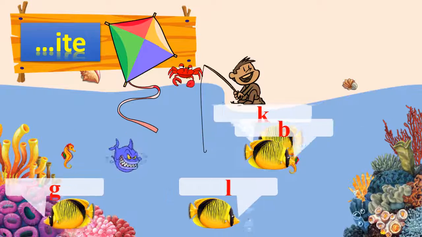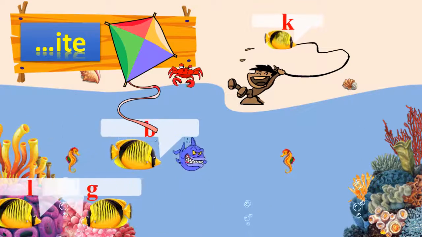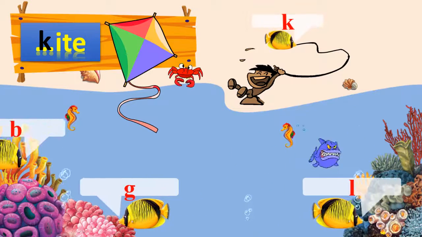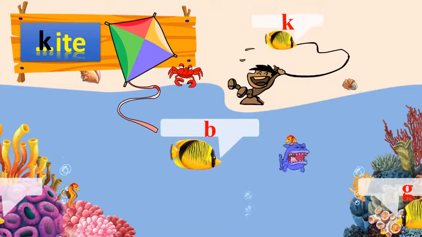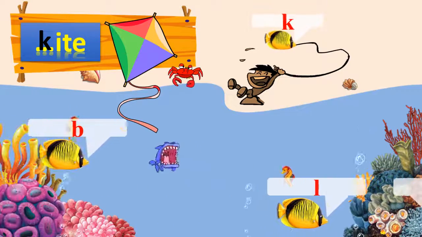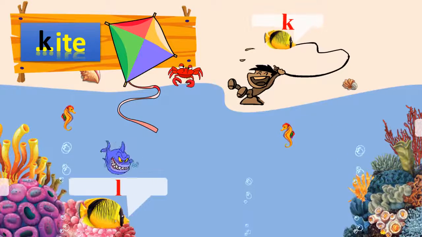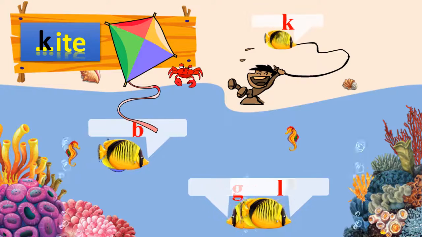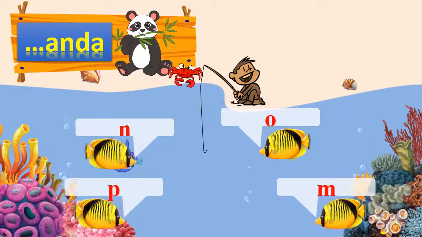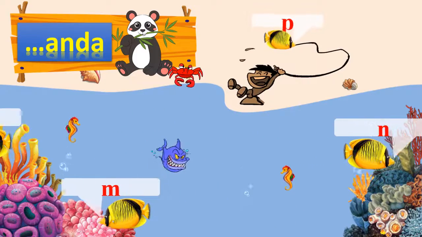To find a missing word? Yeah, let's see. Yeah! Correct. Yes, it's a kite. The last one. I think this animal you know. Okay, let's see. Pink. Yeah. Correct. It's a panda.